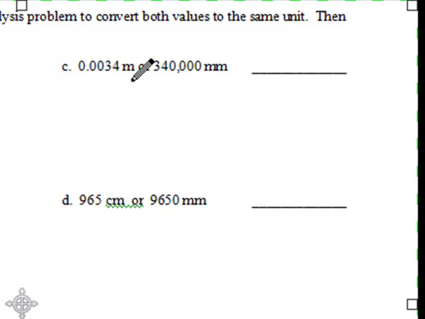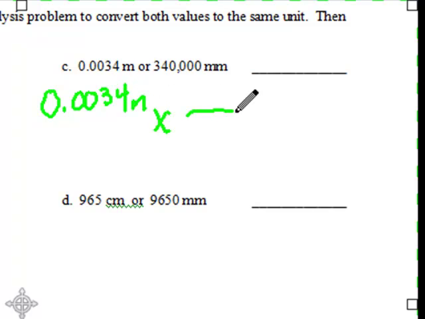Alright, the next one. I've got meters versus millimeters. So I want to compare and see which one's larger here. So I'm going to do a dimensional analysis problem. How about I convert both to millimeters this time? So I'll start with meters, 0.0034 meters. And then I'm going to put meters down here. Without even thinking, I just write the m, because I know that meters are going to algebraically cancel out. I do know a conversion between meters and millimeters, so I'm going to put millimeters up here. And then I'm going to say that there's 1,000 of those little millimeters in 1 meter.